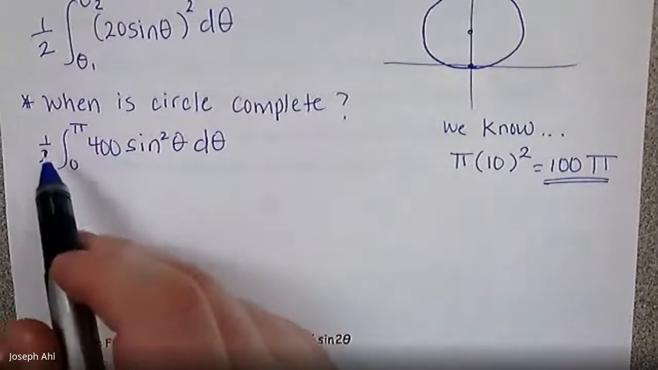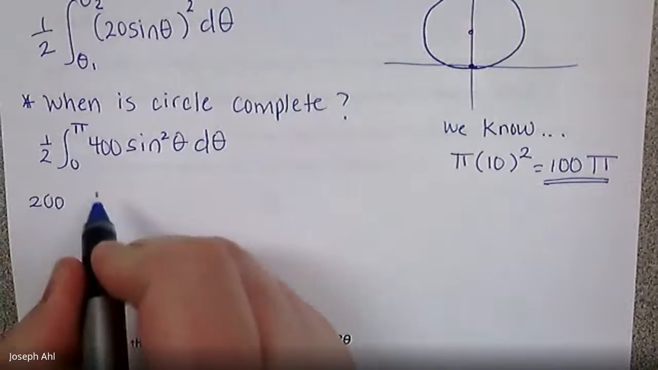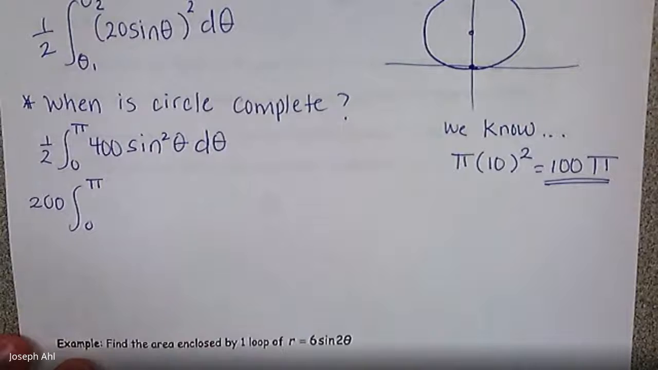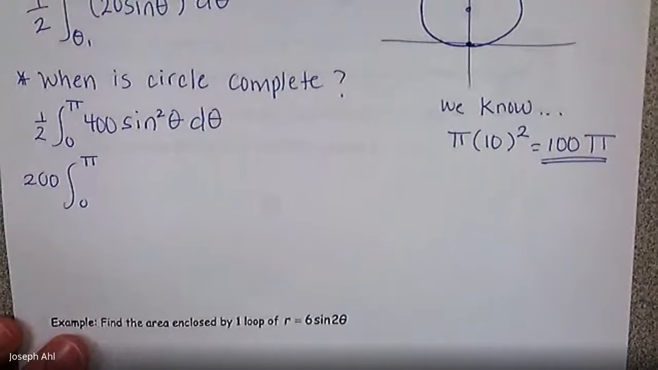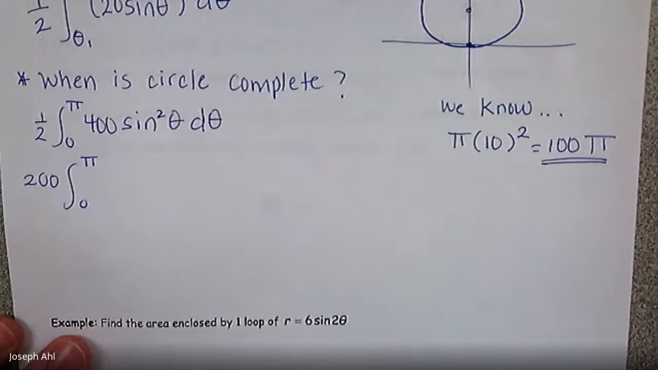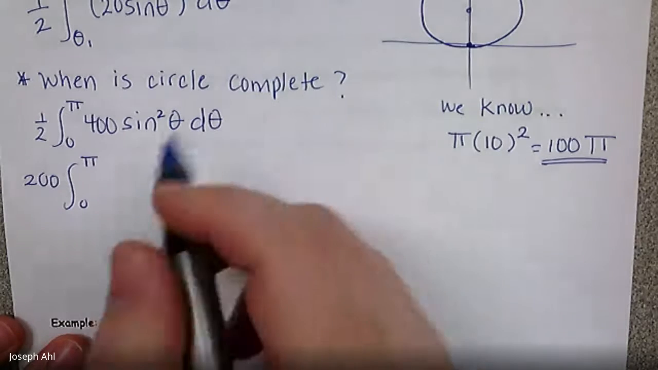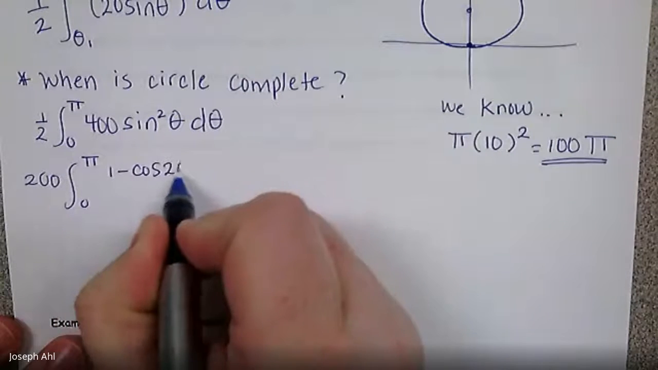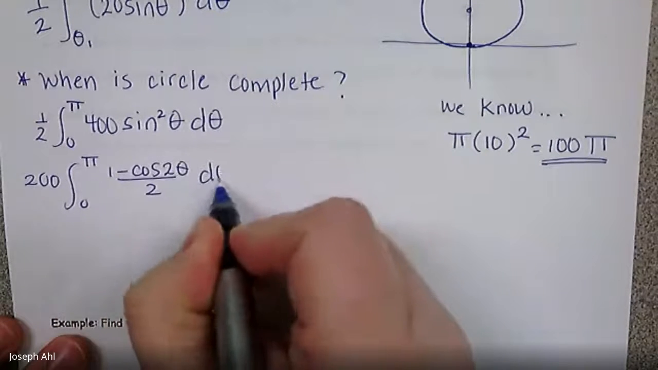One of them being, let's pull the 400 out front to make that 200 out here, and then we get 0 to pi. How do we integrate sine squared? I guess it's been a little while, but we're going to see a lot more trig antiderivatives come up now. Well, sine squared, that's the one where you have to use the cos double angle identity to be able to rewrite sine squared. So sine squared is equivalent to, remember this, 1 minus cos 2 theta over 2 d theta.